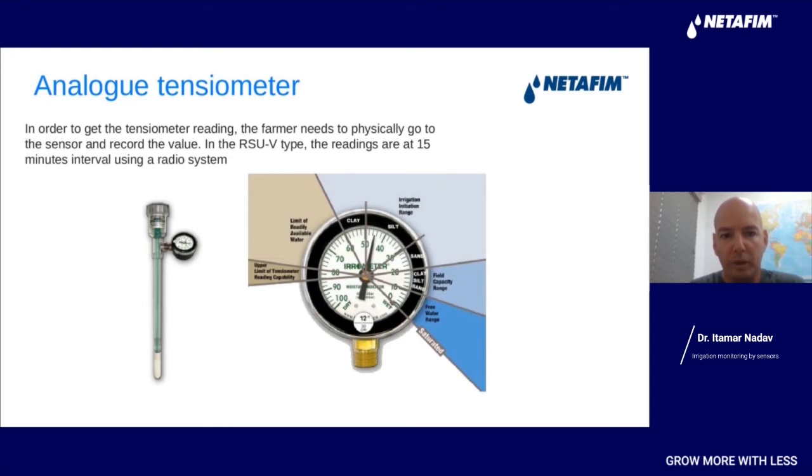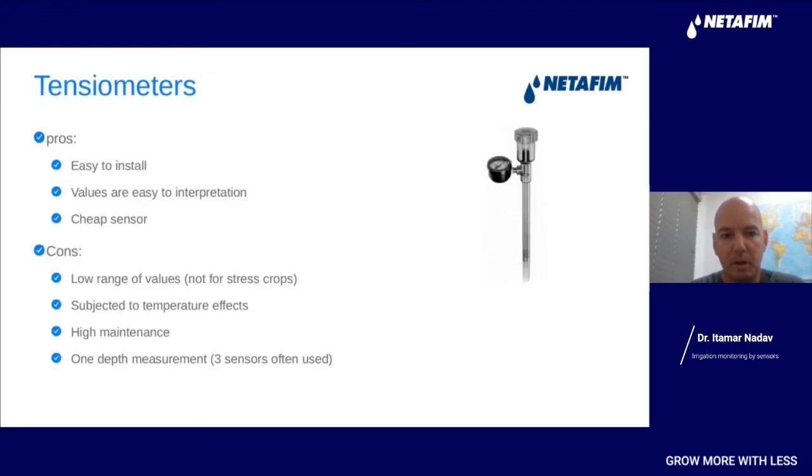And the values of the tensiometers are very easy to interpret. You can also find some analog tensiometers with a gauge like you see in the image. And you can see the different ranges of saturation and field capacity and where you need to irrigate in each one of the different soil types. So the tensiometers are very easy to install, the values are very easy to interpret, and they are a pretty cheap sensor, and they are widely used.